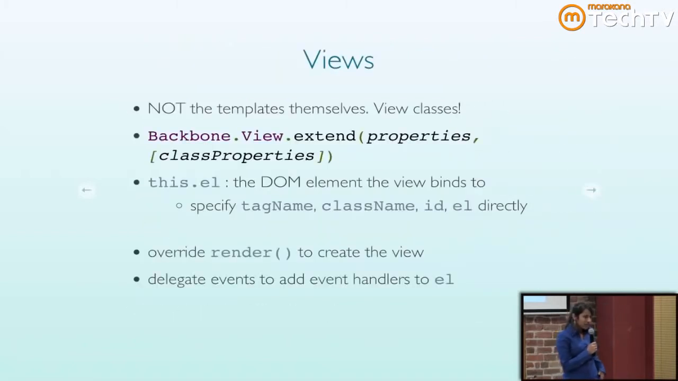The views, they're not technically MVC views, since they're not the templates themselves. They're more view classes. So each view is bound to some element in the DOM, and you can specify the tag name and the class name or the element directly. And you override render to create the view. And that function is called whenever a view is trying to be created. And you create a hash that delegates events to add event handlers to your element.